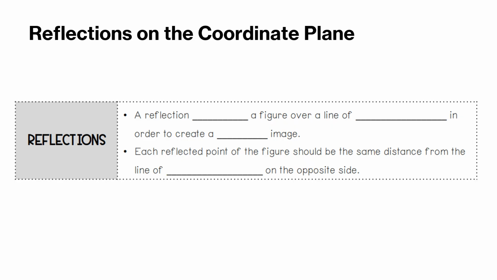So a reflection flips a figure over a line, or a line of reflection, in order to create a mirror image. Each reflected point of the figure should be the same distance away from the line of reflection, but on the opposite side. So this blank is reflection.